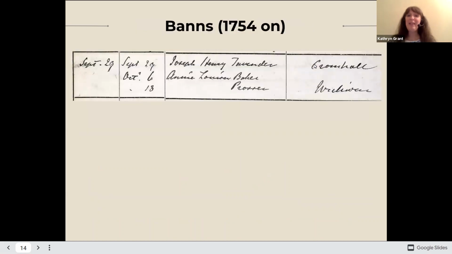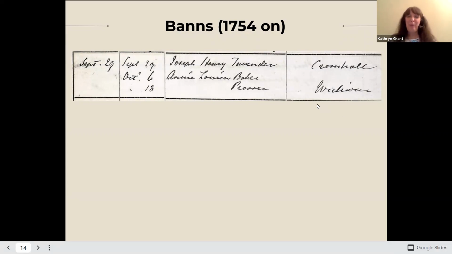Okay, so here's an example of a banns record. The first date here is the first date that the banns were called. And then the 3 dates that they had to do it, remember it's 3 successive Sundays, are listed in this second column. So they did call the banns. The banns were called for Joseph Henry Tavender and Annie Louisa Baker, I think it was Process. And then here is their residence.